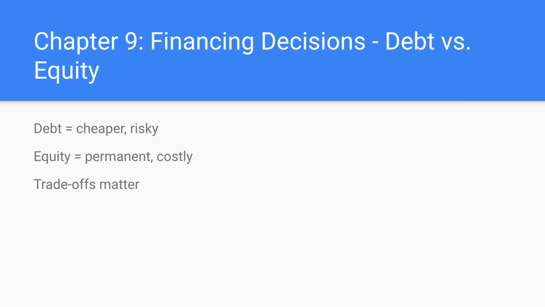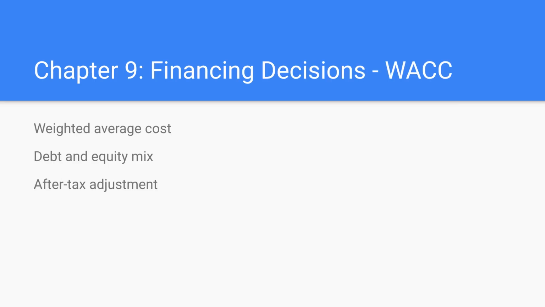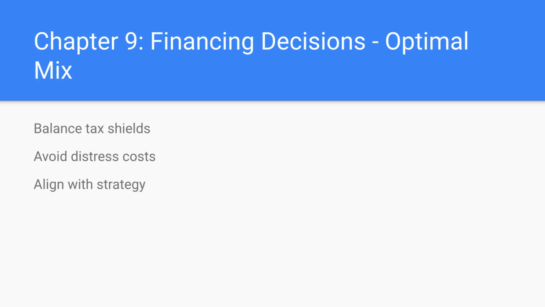Debt is generally cheaper but carries higher risk, while equity is permanent but more costly. Capital structure theories include Modigliani-Miller, the trade-off theory, and the pecking order theory, each offering different insights into optimal financing. The weighted average cost of capital, or WACC, represents the blended cost of debt and equity financing, adjusted for the tax deductibility of interest expenses. Finding the optimal mix means balancing the benefits of debt's tax shields against potential financial distress costs, all while aligning with the overall company strategy.